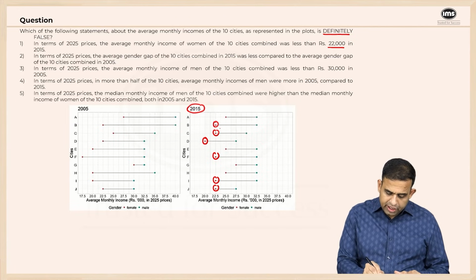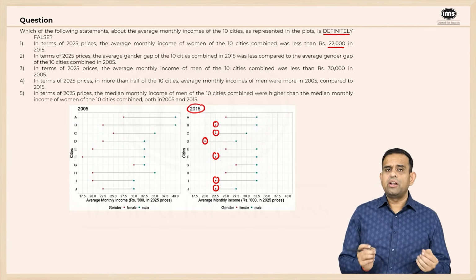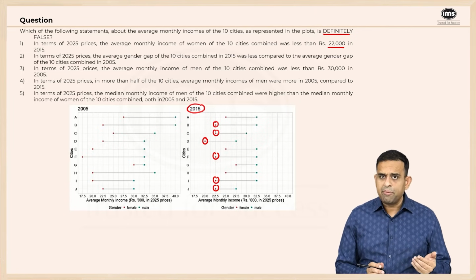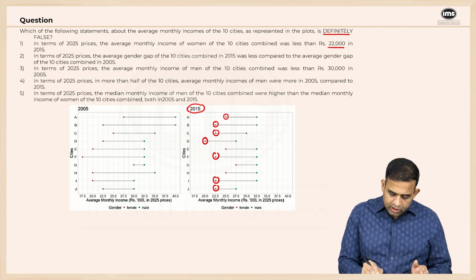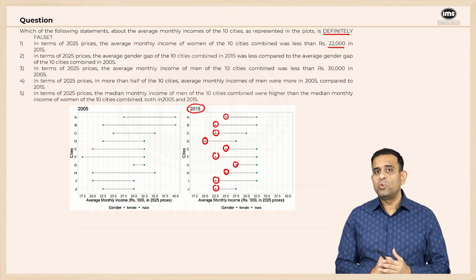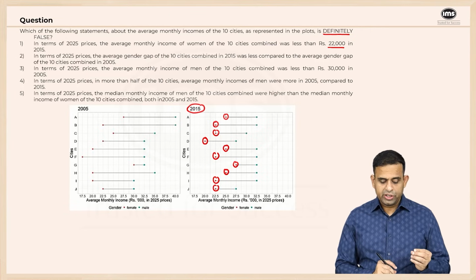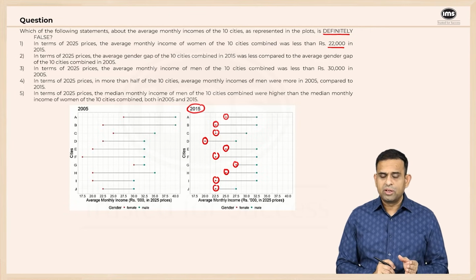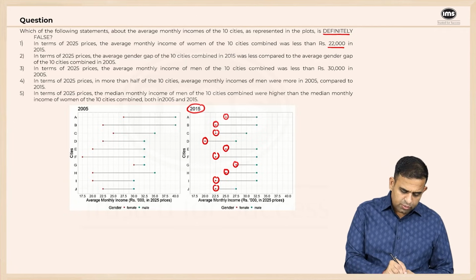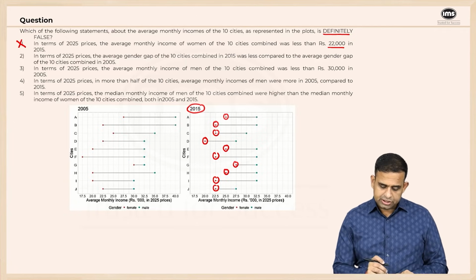So clearly, if they say definitely false, it's going to be a wrong one, because in this particular case it can be true, because for 9 cities you can say the average salary for the females is more than 22.5 thousand. So in this particular case, for statement number 1, we cannot say it is definitely false. Hence option number 1 will be out at this stage.